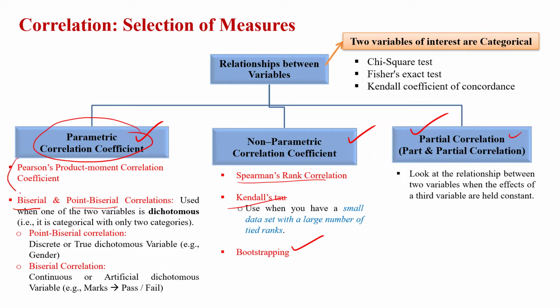First of all, that is basically the Pearson product moment correlation coefficient, and we will also talk about the non-parametric correlation coefficients, Spearman's and Kendall's tau, as well as bootstrapping.